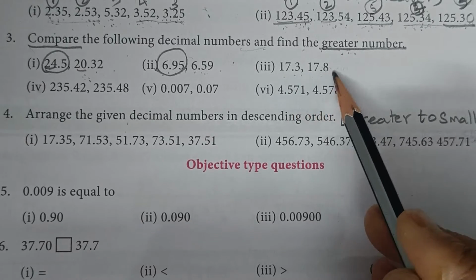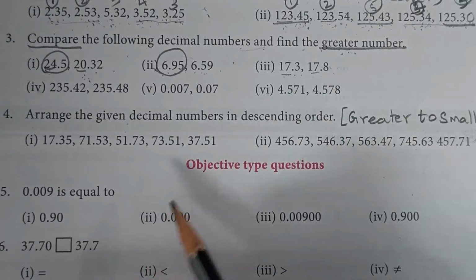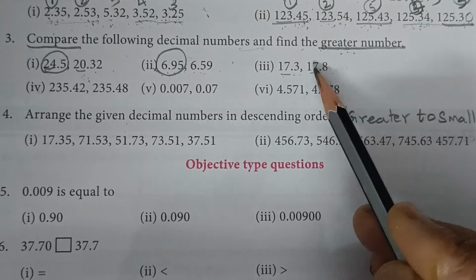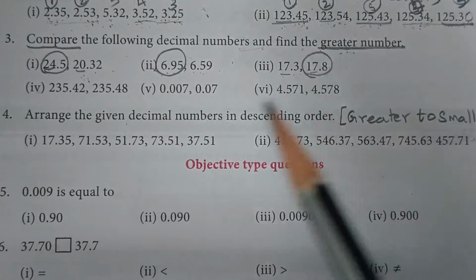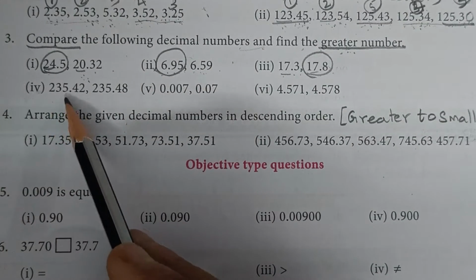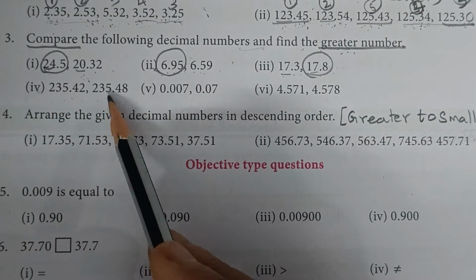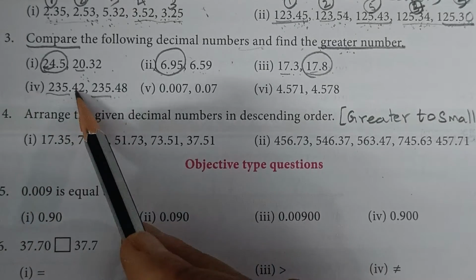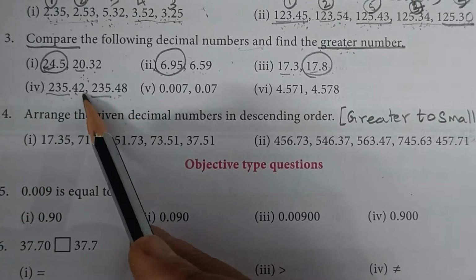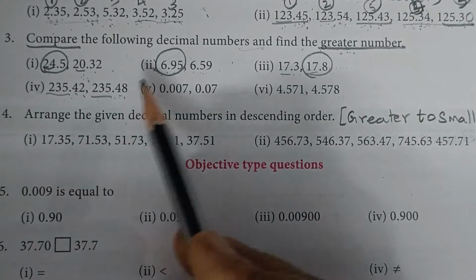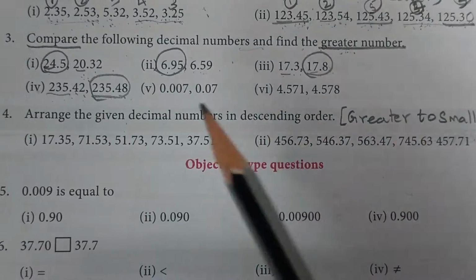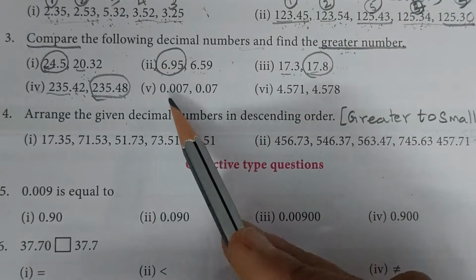17.3, 17.8. 17, 17 both are same. 3 tenth, 8 tenth. Which is greater? 8 tenth is greater. 17.8. Next, 235.42, 235.48. 235, 235. 4 tenth, 4 tenth. 2 hundredth, 8 hundredth. Which is greater? 8 hundredth is greater. So 235.48 is greater.